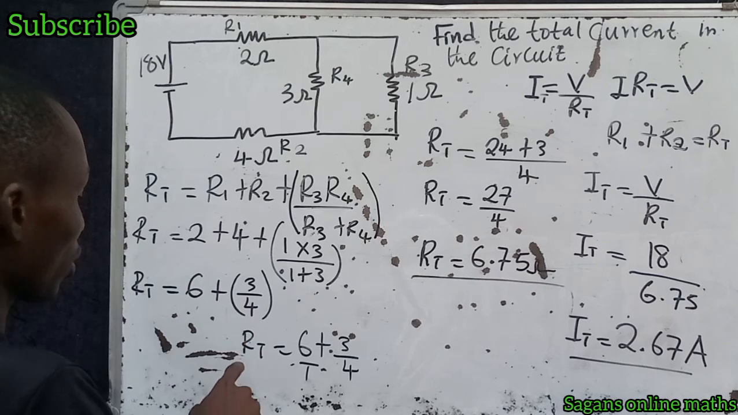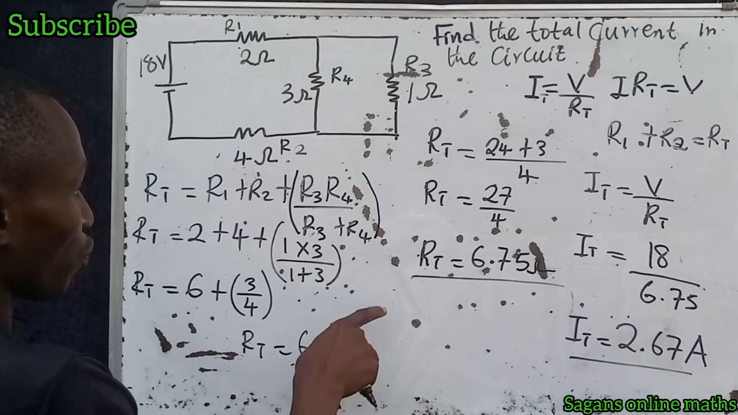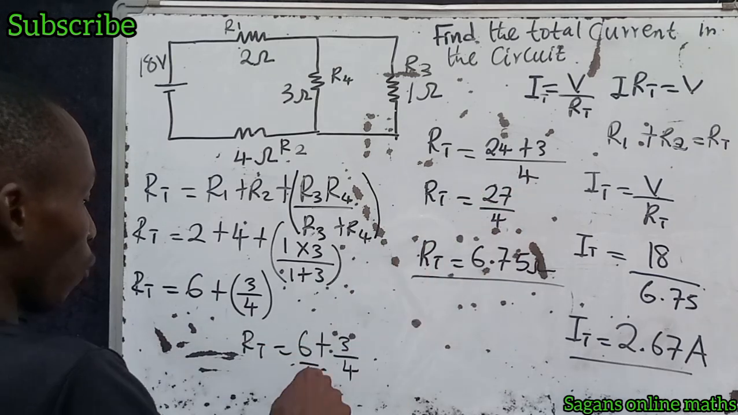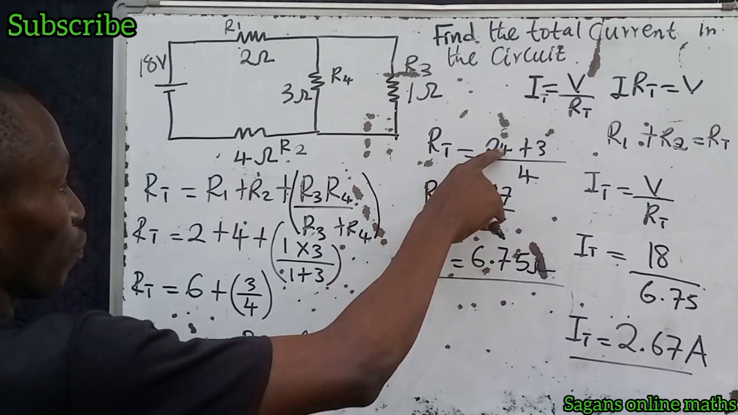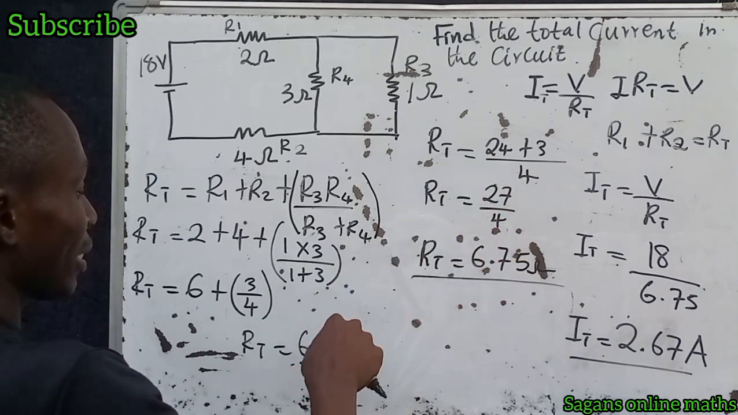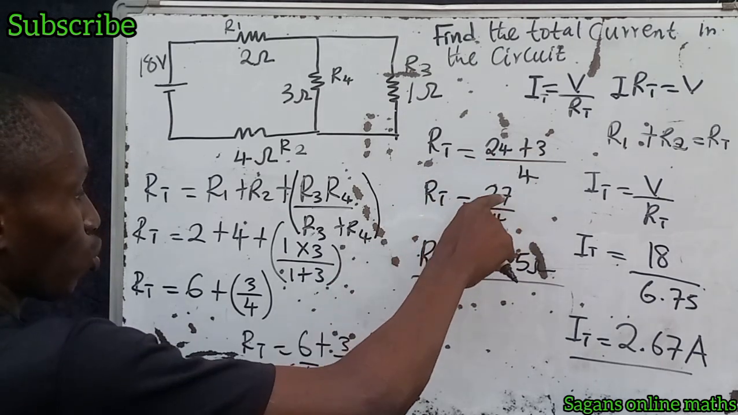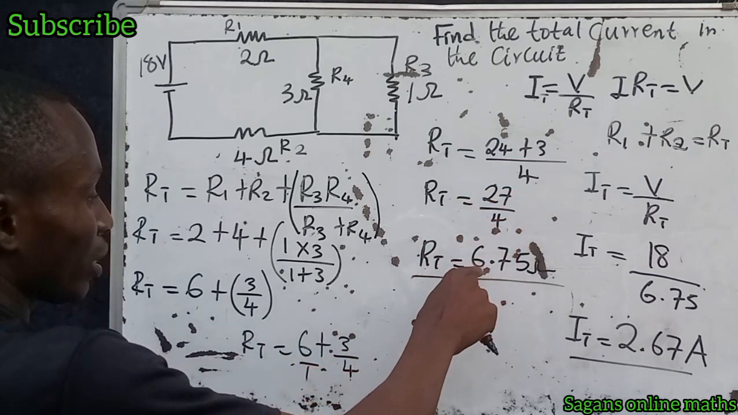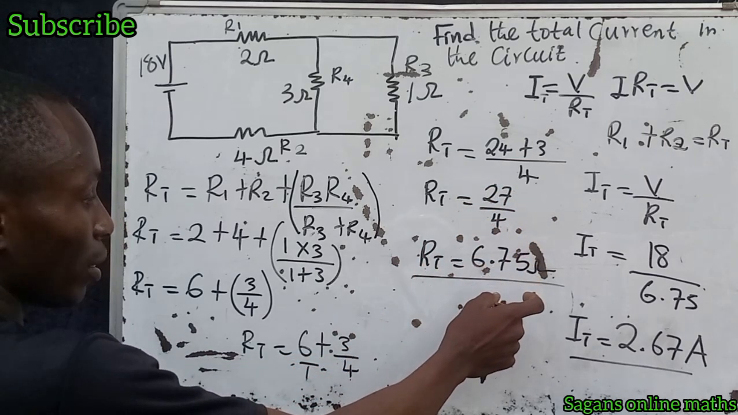From here, we'll take our LCM. What is our LCM? The LCM between 1 and 4 is 4, right? Then 4 divided by 1 gives us 4. 4 times 6 gives us 24. 4 into 4, 1 times 3 gives us 3. 24 plus 3 gives us 27. 27 divided by 4 will give us 6.75 ohms in two decimal places.